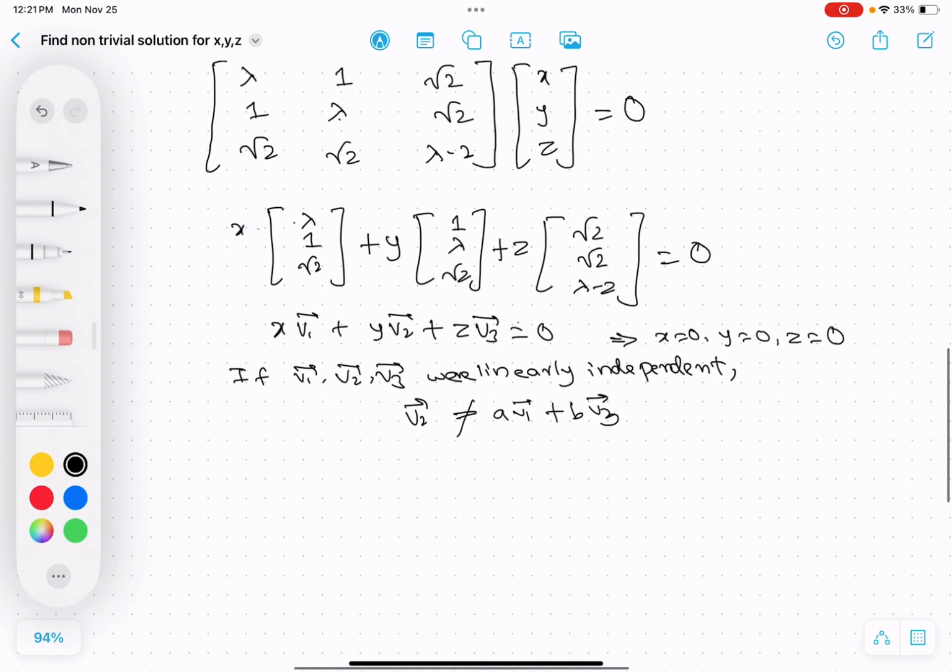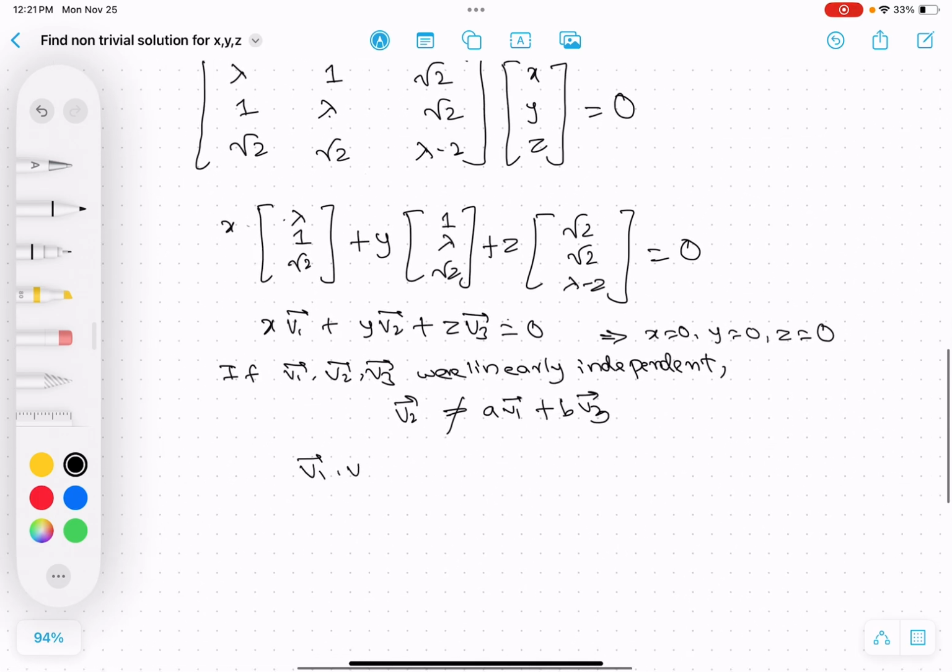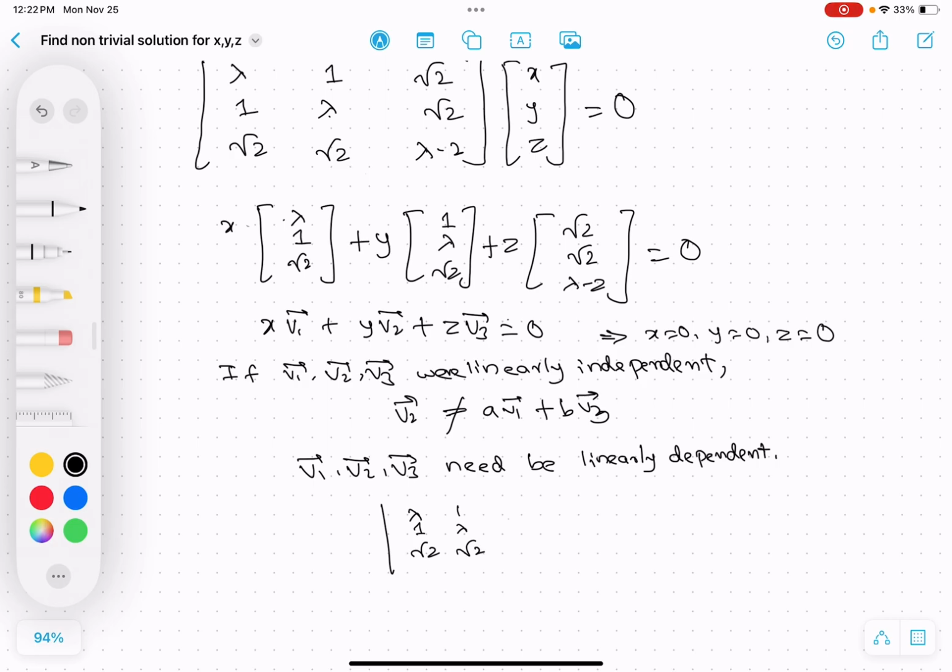So for that, these b1, b2, b3 vectors need to be linearly dependent. Now if they are linearly dependent, we know that for linearly dependent vectors their determinant will be 0. So for linearly dependent vectors, we now know that their determinant needs to be 0.